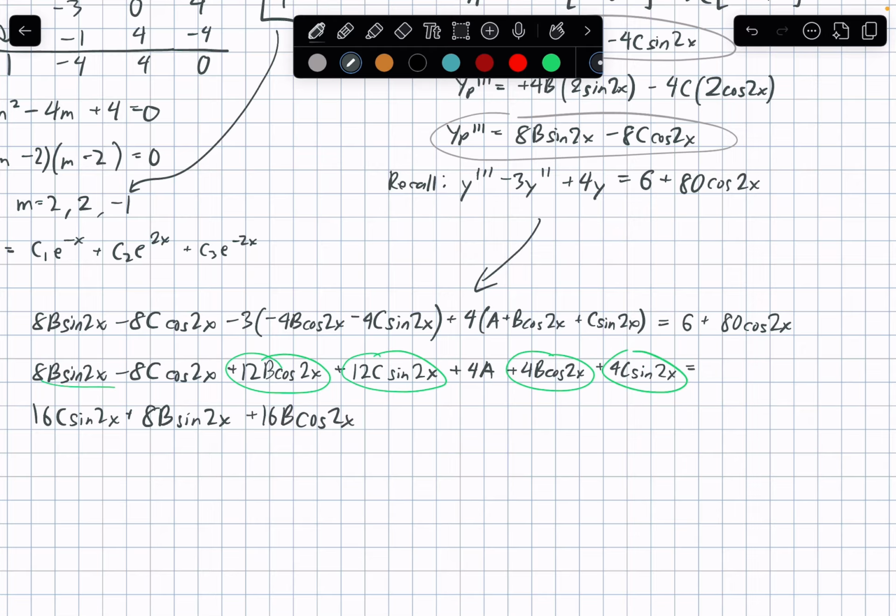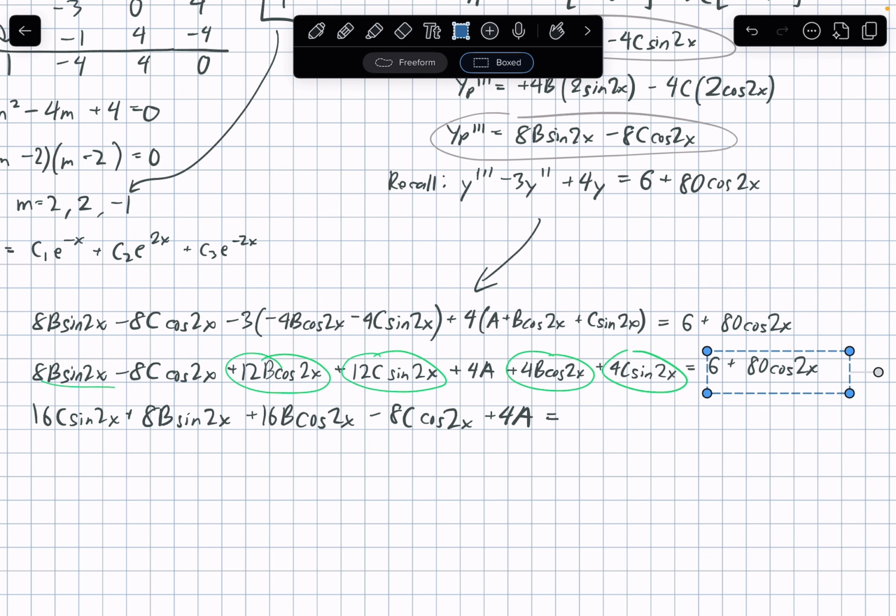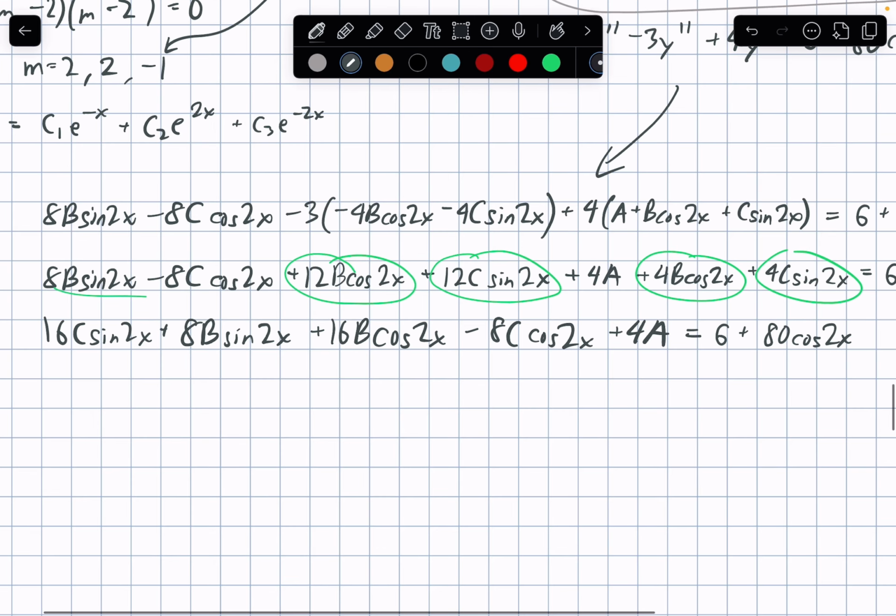16 minus 8c cosine 2x plus 4a is equal to that. Okay, let's start equating now. Sine 2x first. 16c plus 8b equal to 0. Okay, we can't find anything there. 16b minus 8c is equal to 80.